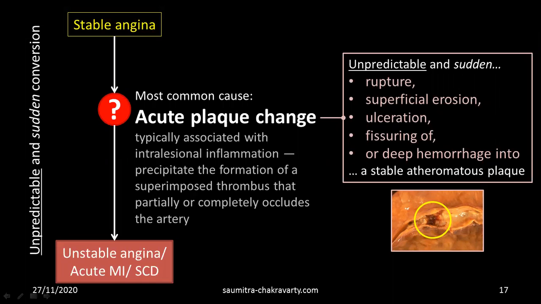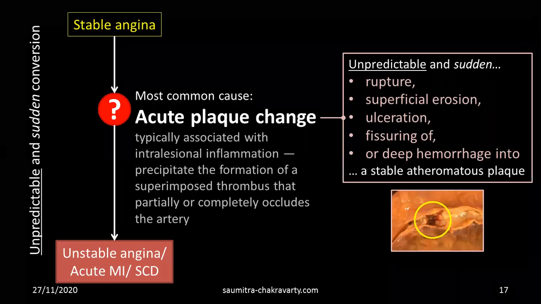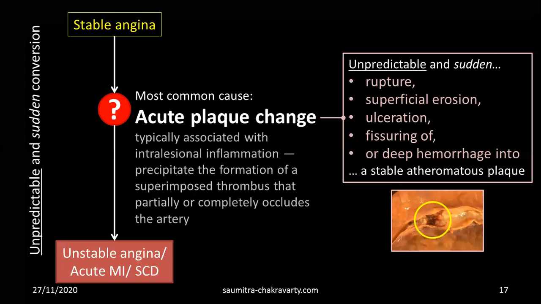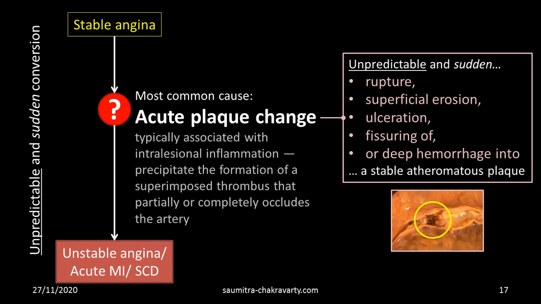Agree, sir. Okay. What is the thing that causes stable angina to become unstable angina, acute MI or sudden cardiac death? What is the most common cause? It's acute plaque change. This is the most common cause that converts stable to unstable angina or acute MI. This acute plaque change can be rupture, erosion, ulceration, fissuring, hemorrhage, etc. Anything that can happen to an atheromatous plaque.